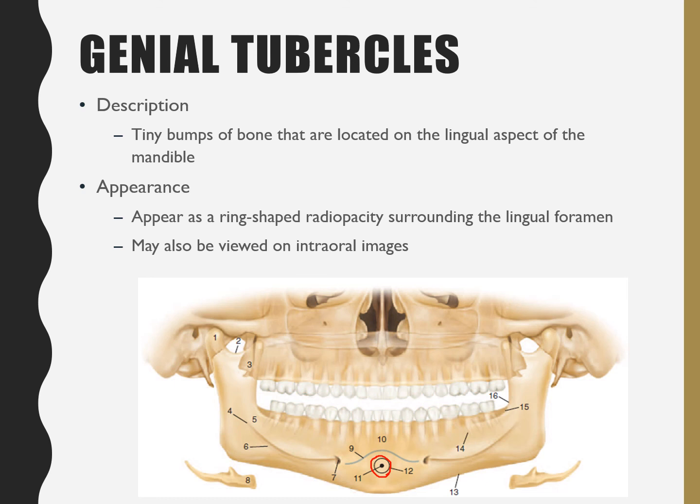You can also see them on your intraoral images when you take periapical images of the mandibular anterior teeth. And the genial tubercles are these little bumps of bone where the geniohyoid and the genioglossus muscles attach. So they're very important little attachment sites for muscles.